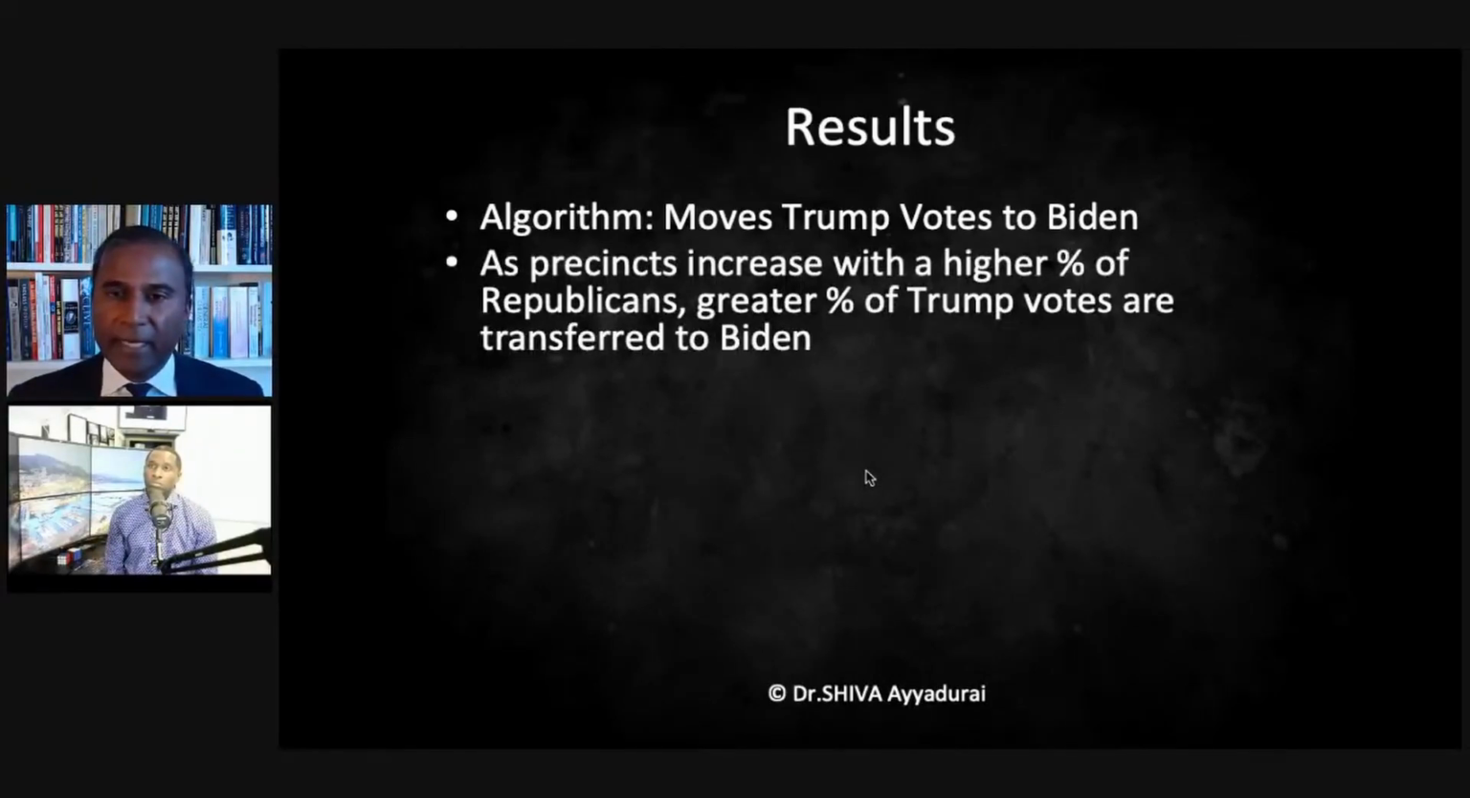Biden. The second thing is that as precincts increase with a higher percentage of Republicans, a greater percentage of Trump votes are transferred to Biden. So you would think, wow, more people are Republicans in this precinct, you would think Trump would do better. In fact, it seems like going to Republican precincts was his worst nightmare. He lost a higher percentage of votes, the more Republican the precincts were.